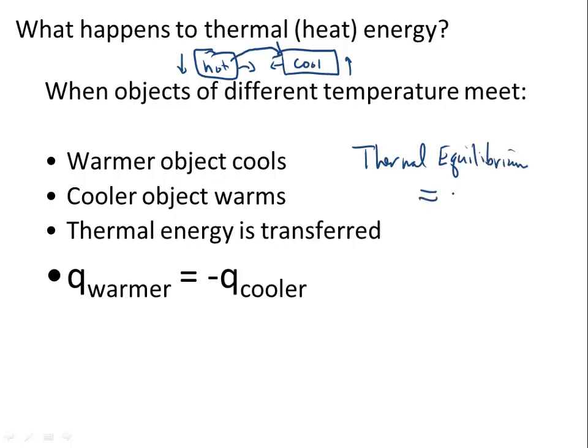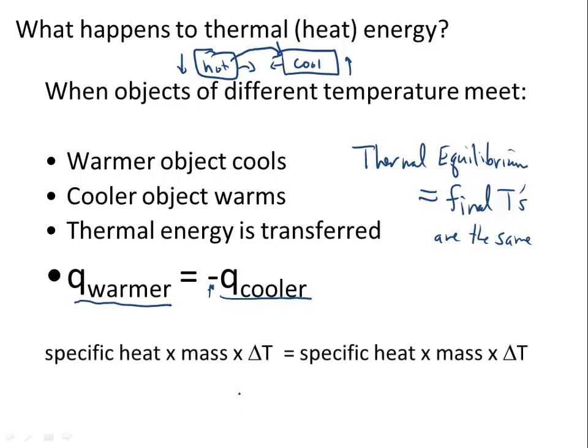And what that means is the final temperatures are the same. That is, their temperatures will meet. The hot object will cool, and the cool object will heat until they reach the same temperature. When that happens, the heat associated with the warmer object is equal to the heat associated with the cooler object, but in the opposite direction. So one is gaining, one is losing, so the negative sign is there. But the quantity of heat energy is the same for how much the warm object loses and the cool object gains.